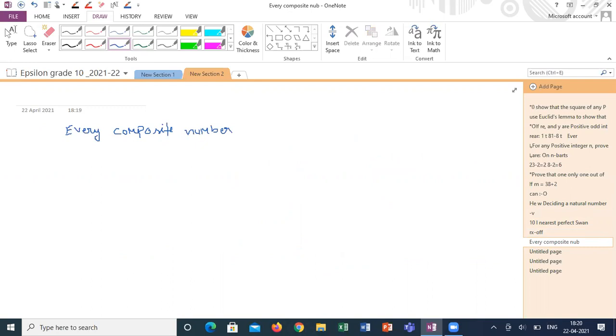See, you are saying it's a composite number. Composite number means it's not a prime, first of all. Every composite positive integer, sorry guys, positive integer n can be expressed as a product of primes. This everyone knows, correct?